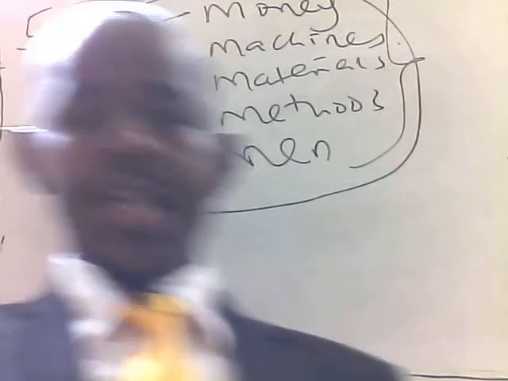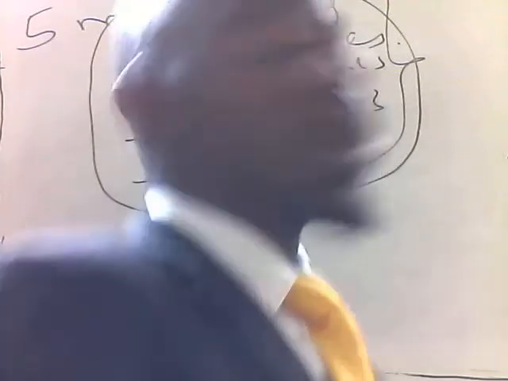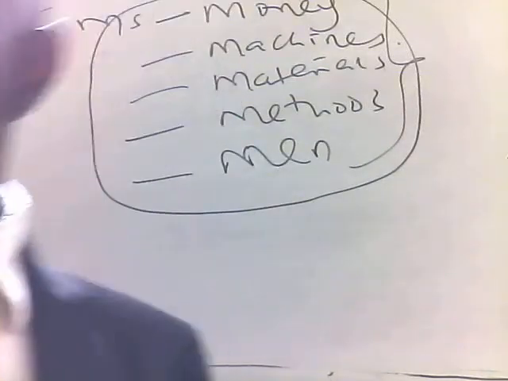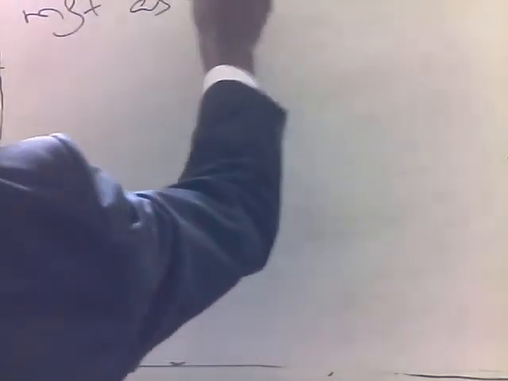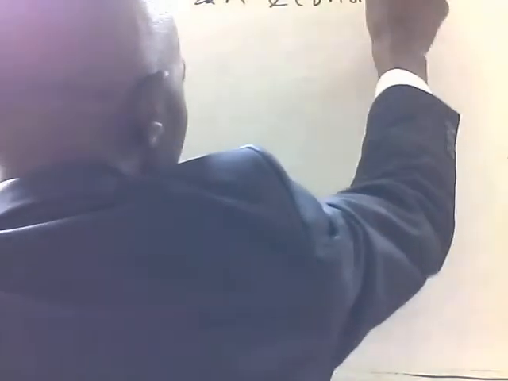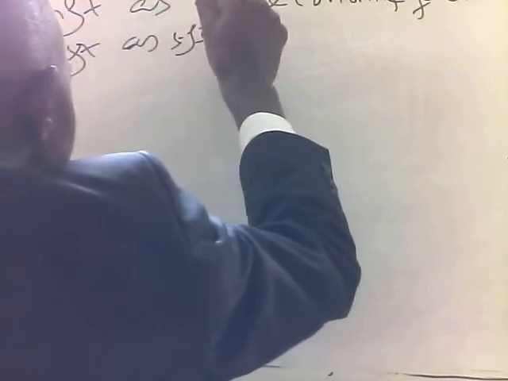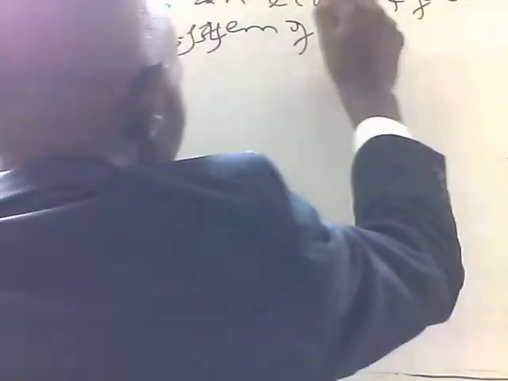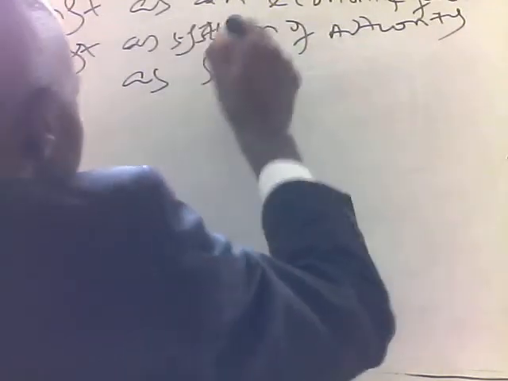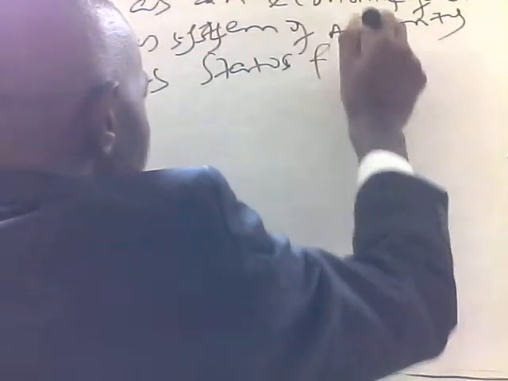To understand management further, we can look at three aspects of management. A certain guy called Buyoh developed three aspects of management. Management as an economic factor. Management as a system of authority. Management as a class, as a status and class.